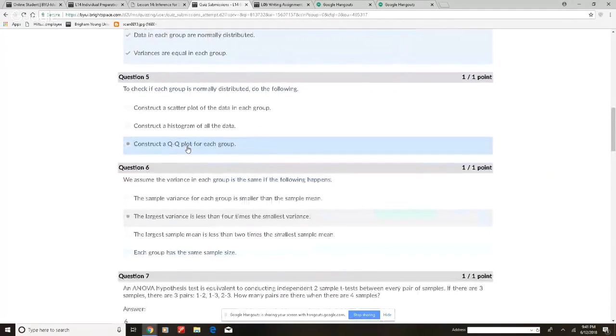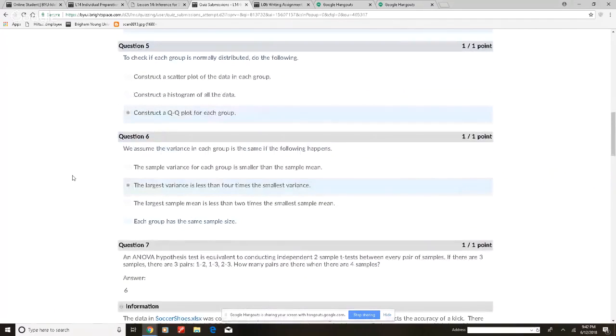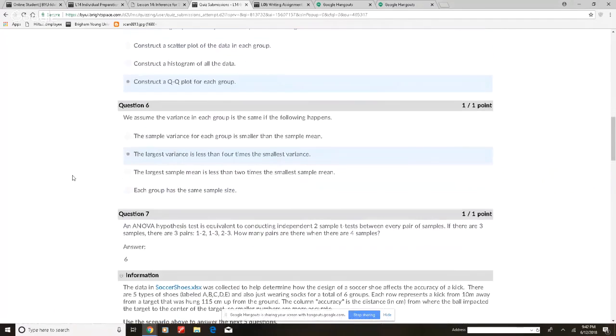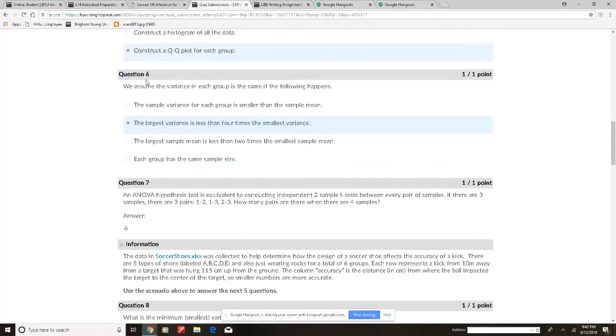Number 5, since I didn't know how to do that, I just went to the means in the Excel, and I saw they were like 20.3, 20.2. I noticed they were really close, and then came to the conclusion they were normal. Right. We assume the variance in each group is equal if the following happens: the largest variance is less than 4 times the smallest variance.